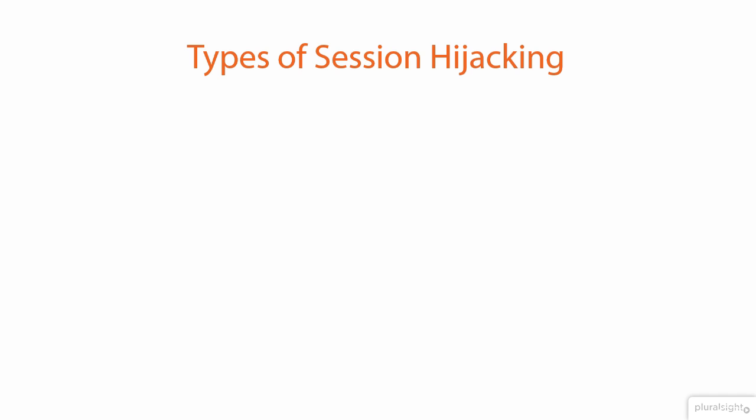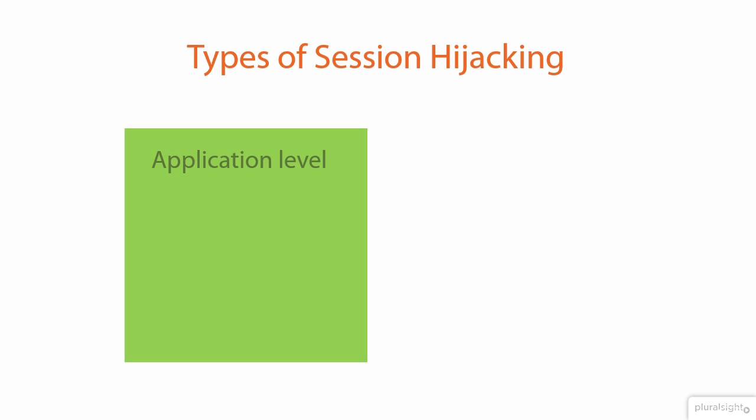When we talk about session hijacking, and particularly as I cover it in this course, it's going to get broken down into two main categories. The first category is application level hijacking. When we talk about application level hijacking, we're often talking about an application such as a web application, so effectively a web server that's serving up HTML over HTTP on the web.